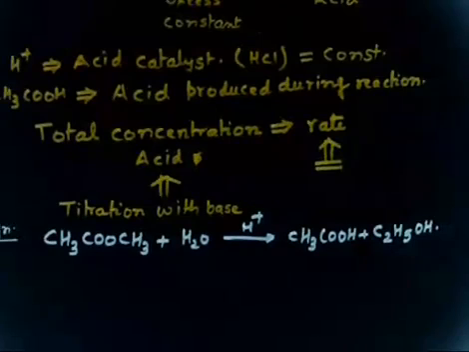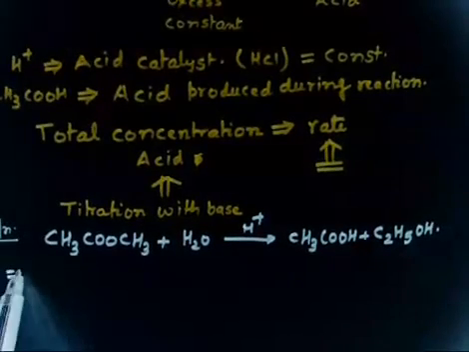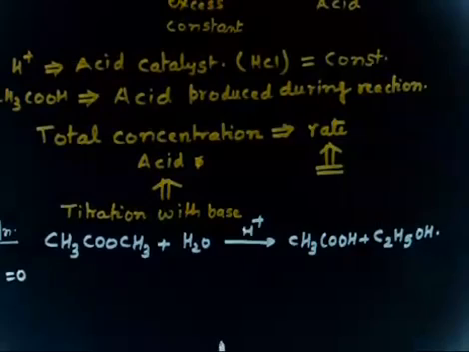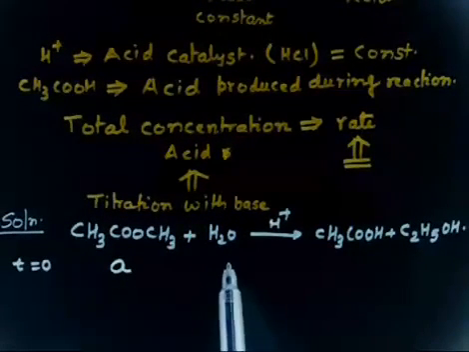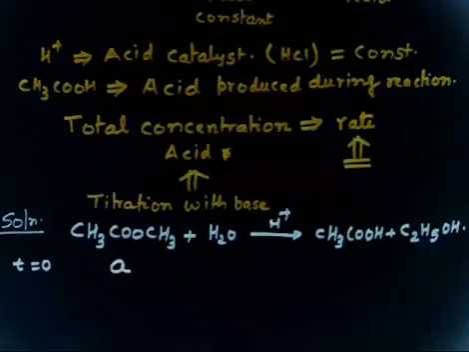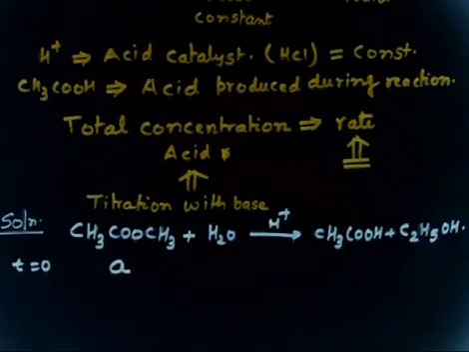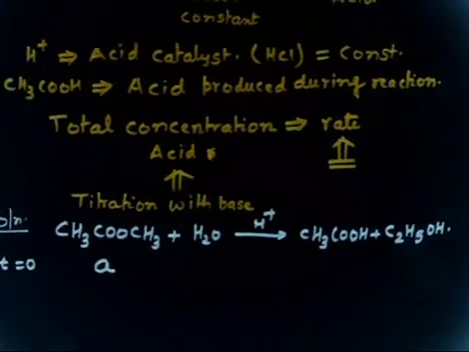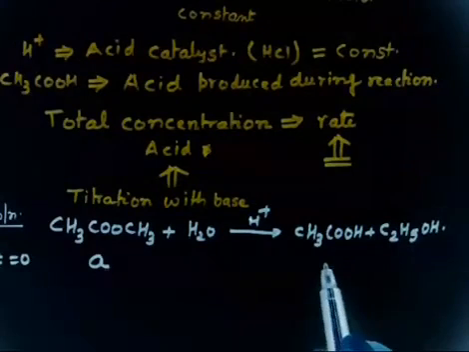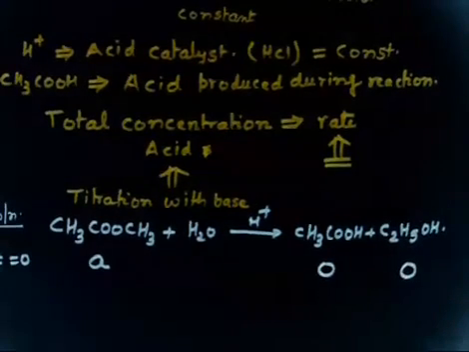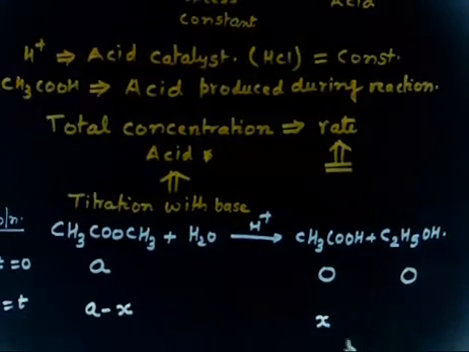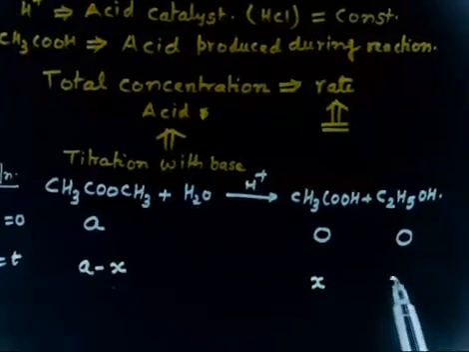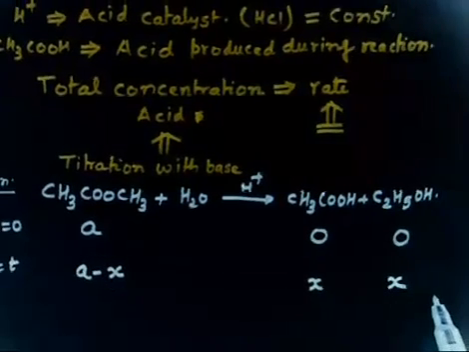Now see, at t equals 0, you have some ester, and the concentration of water is in excess, so I am assuming it remains constant, so there is no point in writing it in the reaction table. Now this is 0, this is 0. At t equals t, what will happen? Some X mole has dissociated, so you will have A minus X. This is X, and this is again X. Are you getting it or not?